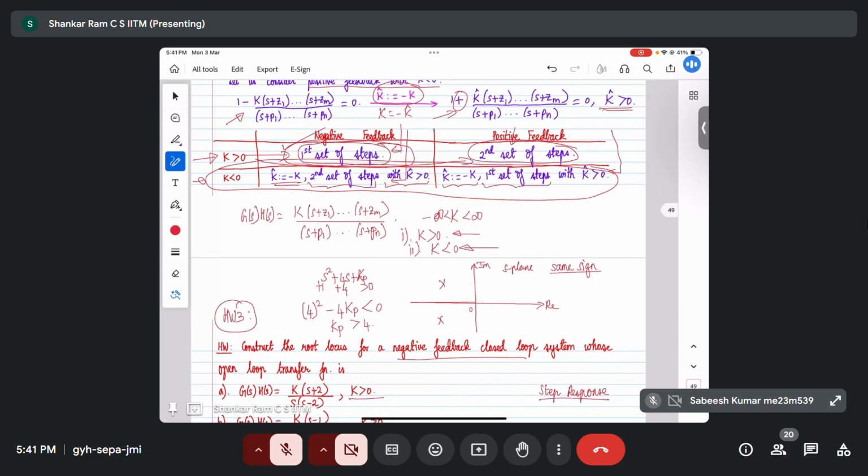If Kp is greater than 4, you will have complex conjugate roots. If Kp is less than 4, you will have roots on the real axis. If Kp is exactly equal to 4, you will have repeating roots on the real axis. I hope that is clear, right? Yes, it's fine. Because if Kp is 4, you will have s squared plus 4s plus 4, and that is essentially nothing but s plus 2 whole squared, right? So you will have repeating roots on the negative real axis.